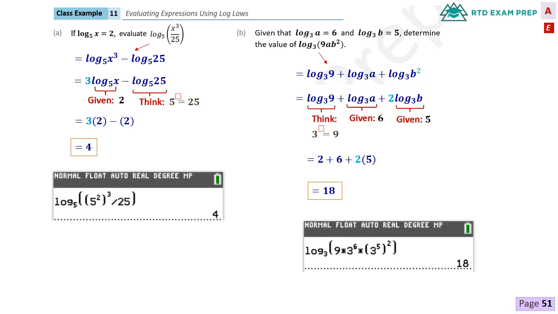This means we have 2 plus 6 plus 2 times 5. Again, we can confirm this result by going back to our original question. If log base 3 of a is equal to 6, then a is equal to 3 to the power of 6, or 729. And log base 3 of b is equal to 5, so b is equal to 3 to the power of 5, or 243. Replacing those in our logarithmic expression allows us to evaluate and find an answer of 18.